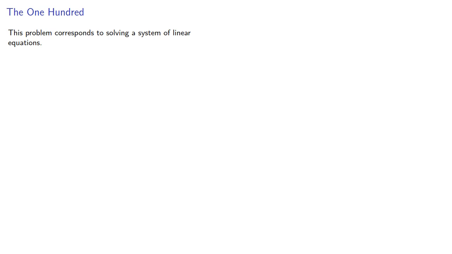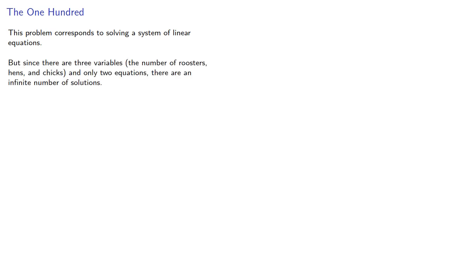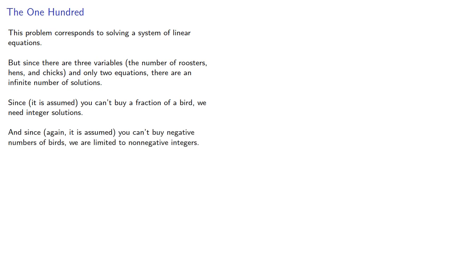The problem corresponds to solving a system of linear equations, but since there are 3 variables, the number of roosters, hens, and chicks, and only 2 equations, there are an infinite number of solutions. Since it is assumed you can't buy a fraction of a bird, we need integer solutions. And again, since it is assumed you can't buy negative numbers of birds, we're limited to non-negative integers.